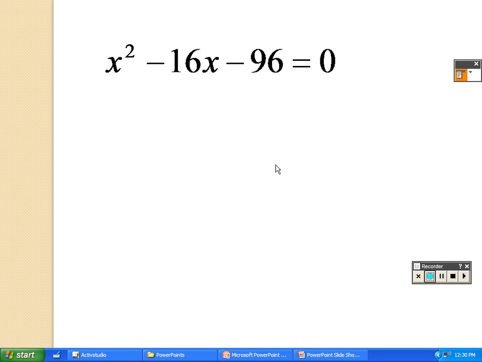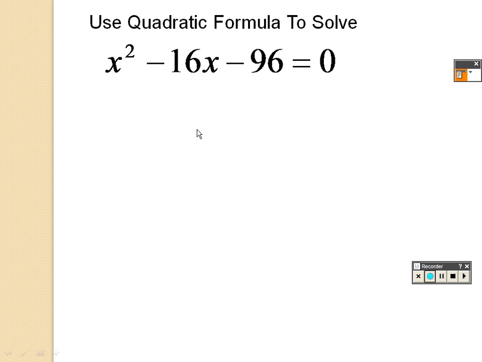Okay, so let's factor this one now. Or I guess it wants us to use the quadratic formula. So to do the quadratic formula here, I have it listed here for you. It's negative b plus or minus the square root of b squared minus 4ac over 2a. So a is 1, b is negative 16, c is negative 96.